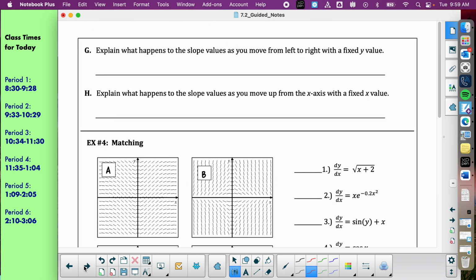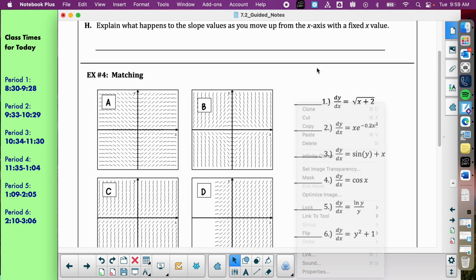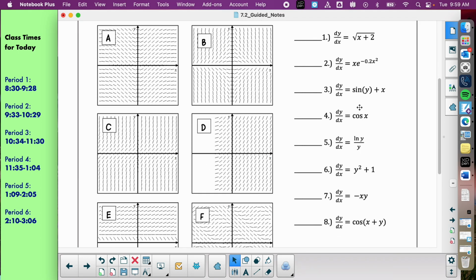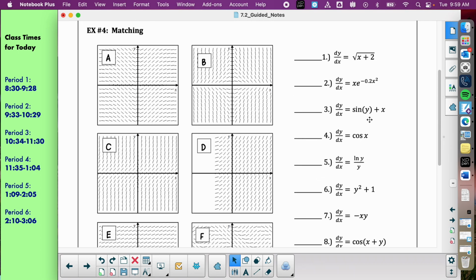Okay, and then I want to go to the last page of your notes. We are not going to do this matching problem together, but I want to explain to you how to go through it. So let's focus on number 1. Let's pretend number 1 is the question on the AP test, and it says which slope field belongs to that differential equation.